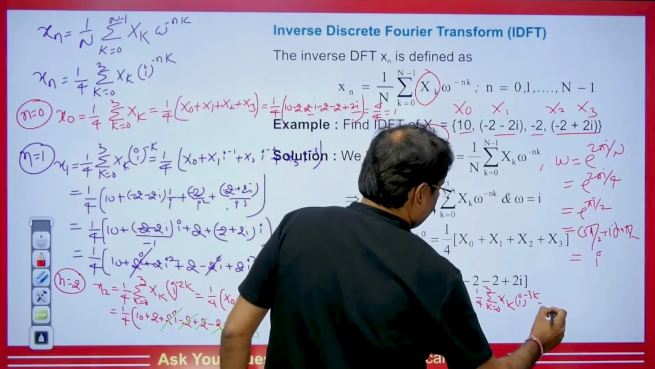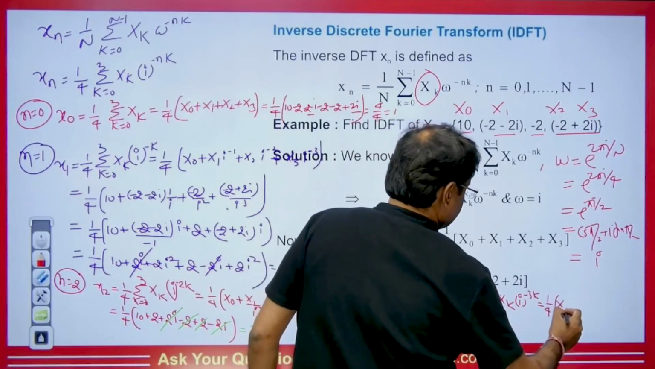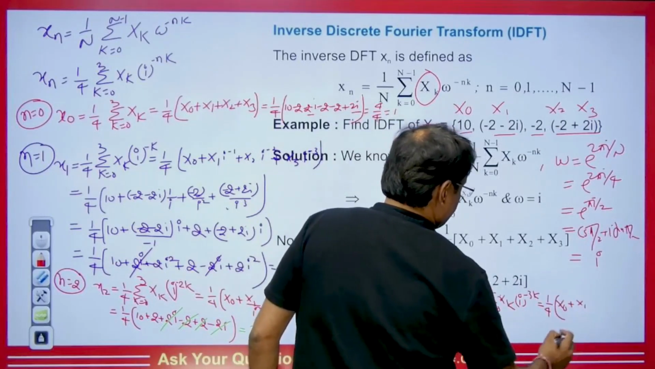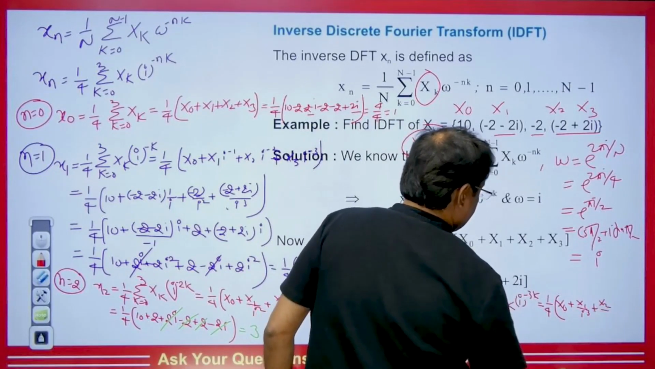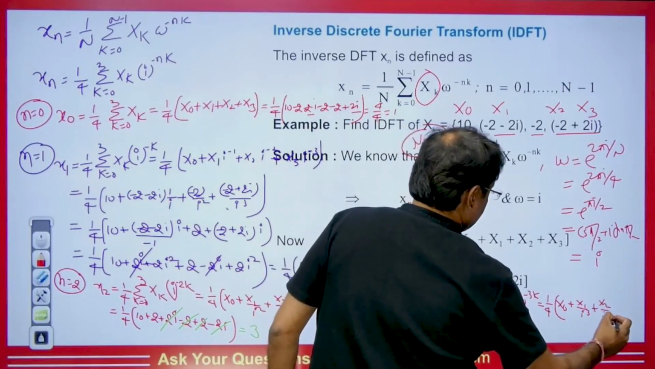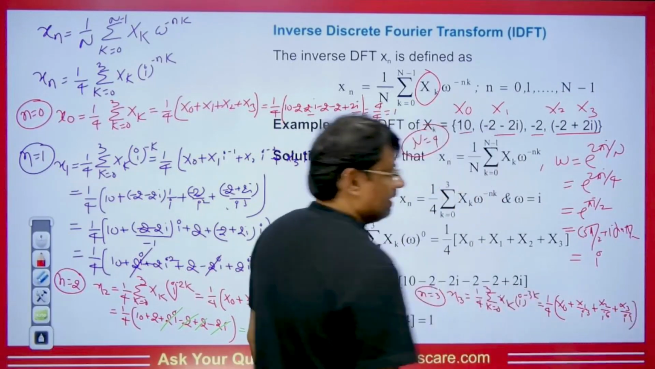Now we will expand this, right? So this will become 1 upon 4. Now we will take this and put it here. So this will be x0. Then we will put x1. So this will be iota cube in denominator. Then we will put x2. We will get iota to the power 6, right? And when I put x3, we will get iota to the power 9. Clear? We will get this now.